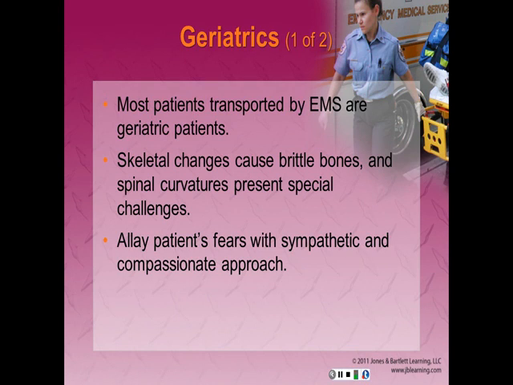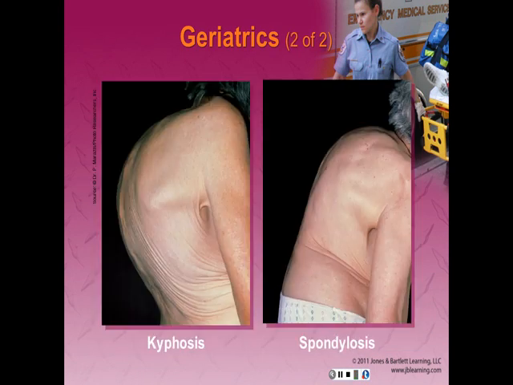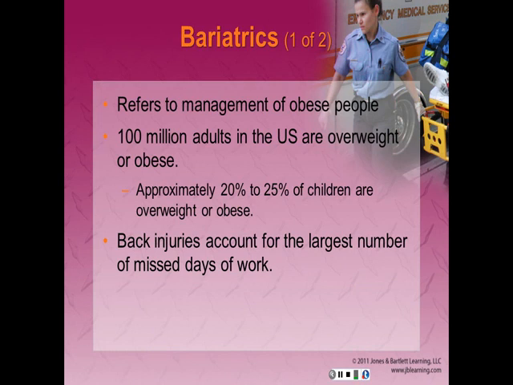We need to consult local protocols. Fear can be an issue for geriatric patients. We need to allay the patient's fears with a sympathetic and compassionate approach. As you can see from these pictures, the patient on the left has severe kyphosis, which is that hunchback, or spondylosis, which is curvature. And they can have kyphospondylosis as well, and kyphoscoliosis. Speak slowly, explain what you are doing, and anticipate any issues. These actions will help you gain the cooperation of your patient.